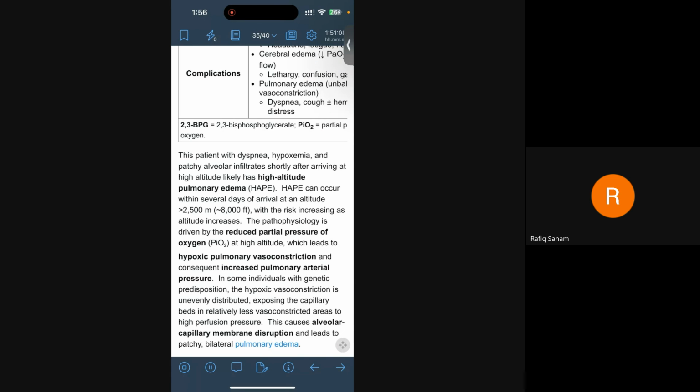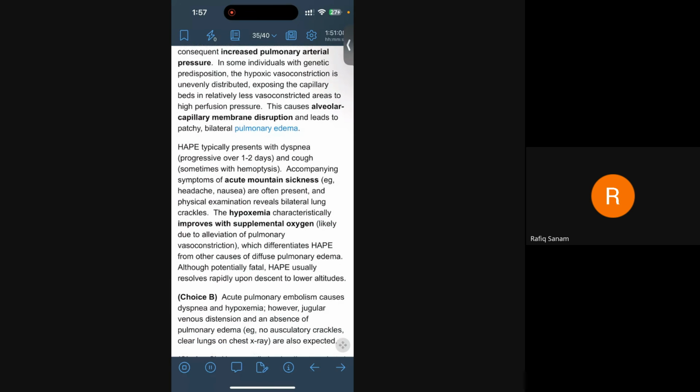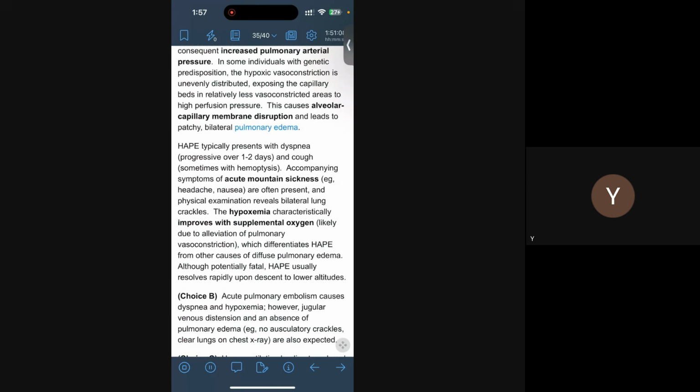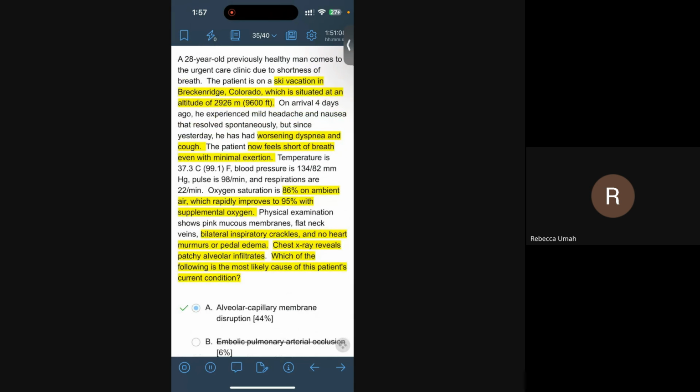It is written in the first aid book. But the good thing is there is only one question on this. So this can happen in previously healthy patients also. He didn't have any other problem. It occurs due to the high altitude.